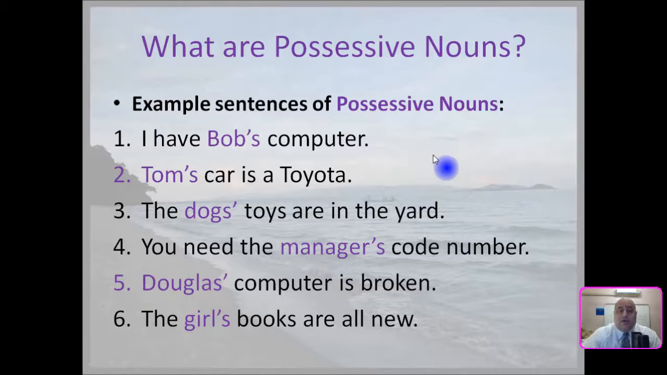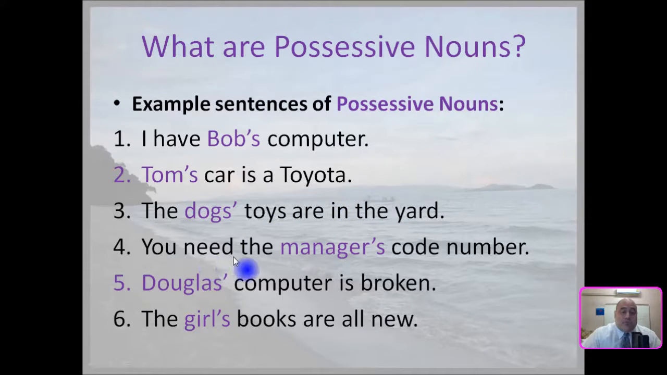Example sentences of possessive nouns. Number 1, I have Bob's computer. Bob owns the one computer. Bob's, apostrophe S, computer. Number 2, Tom's car is a Toyota. Tom, apostrophe S, owns the car. It's his car. Number 3, the dogs' toys are in the yard. The dogs, maybe 3 dogs, own toys, maybe 10 toys, and they're all in the yard.